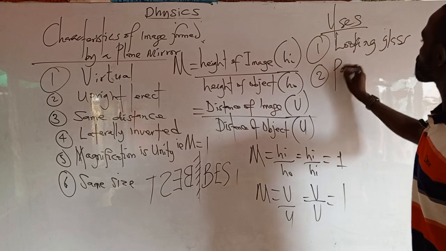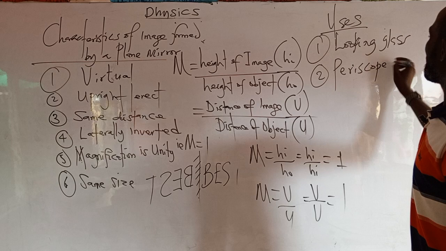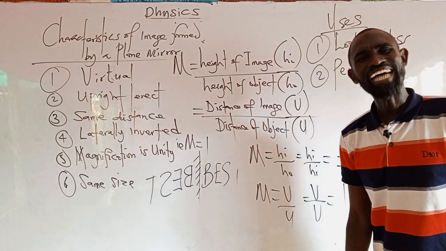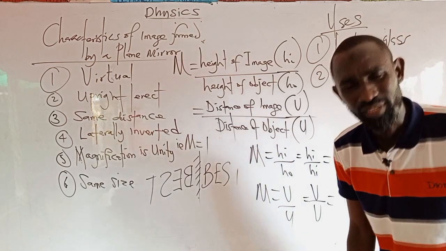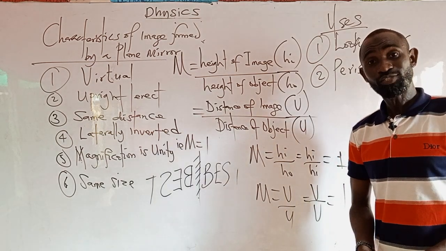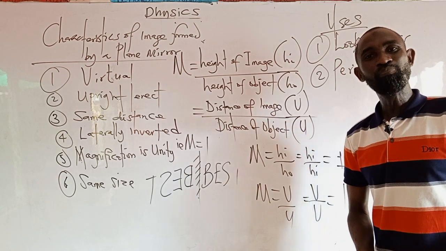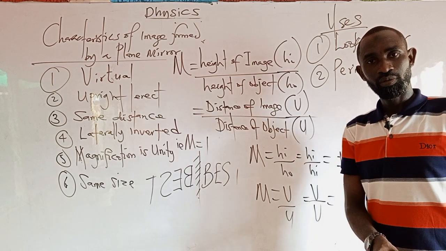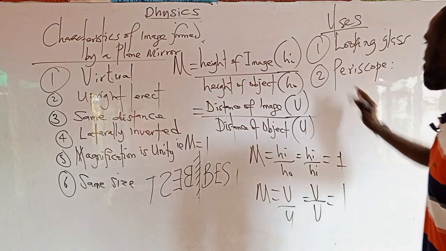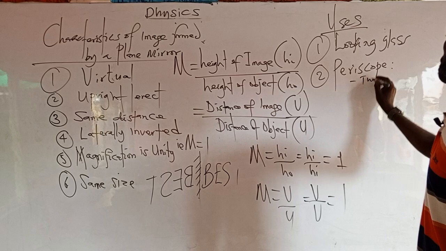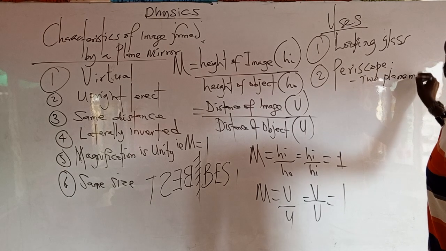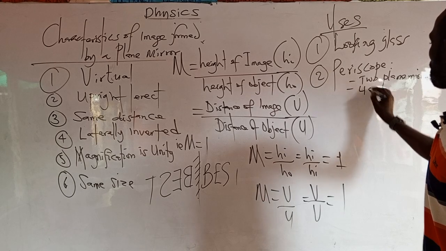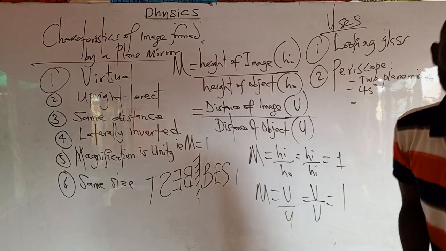Number 2, periscope. A periscope consists of 2 plane mirrors inclined at an angle of 45 degrees to each other. They will ask you what's the angle between the mirrors in a periscope? The angle is 45 degrees. So take note of this. Periscope consists of 2 plane mirrors. Angle between them is 45 degrees.